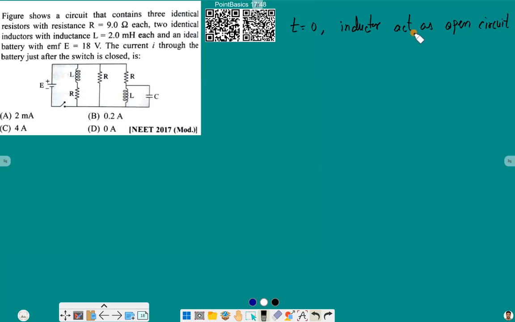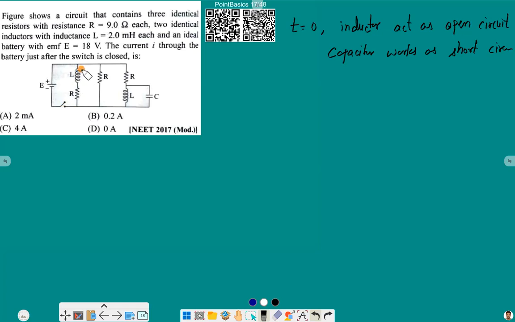And for the capacitor it is reverse. A capacitor after charging does not allow any type of current, and initially it allows current. So at t equal to 0, the capacitor works as a short circuit. So as we have been asked to solve this circuit when the switch is just closed, means after closing the switch we need to find the value.